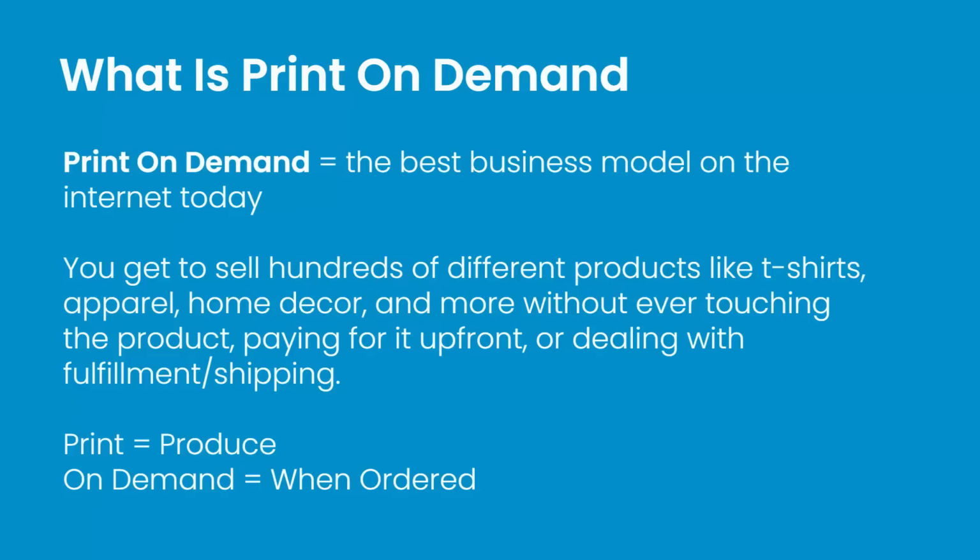And it's really just in the name, right? Print on demand. Print means produce. So your products are going to get created only when they're demanded. And in e-commerce, that means when they're ordered. So basically, you get to sell a product that doesn't exist. You'll collect profit for it first, and then everything else will be automated. I'm going to walk you through it right here.